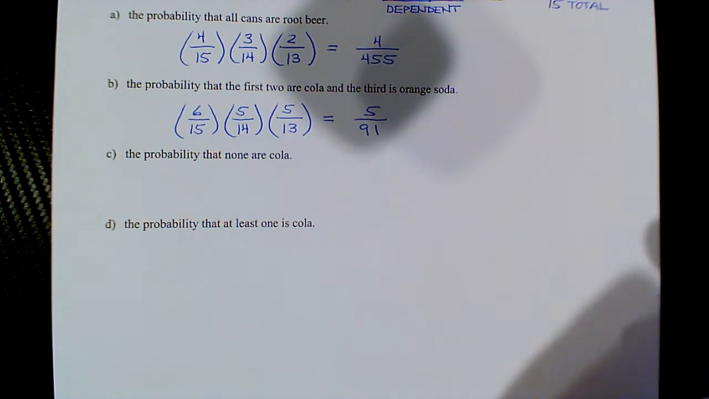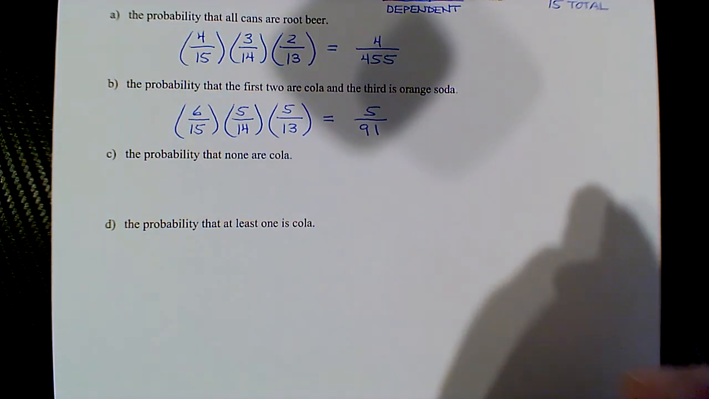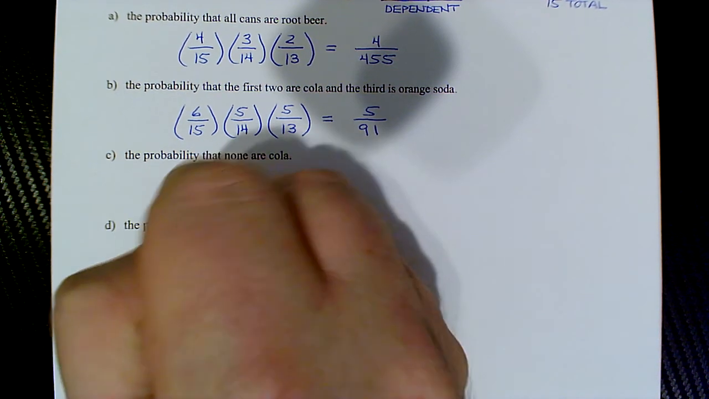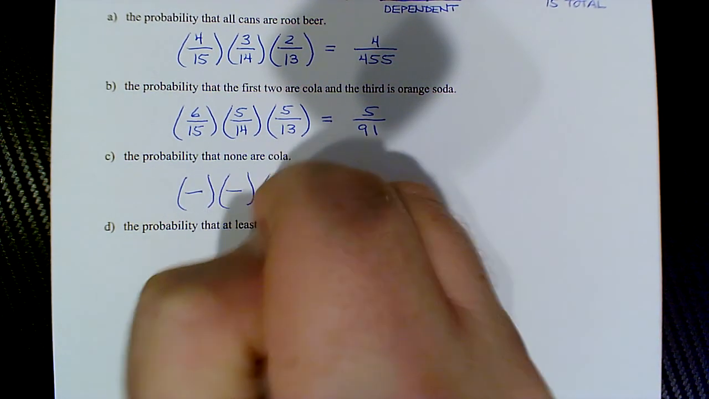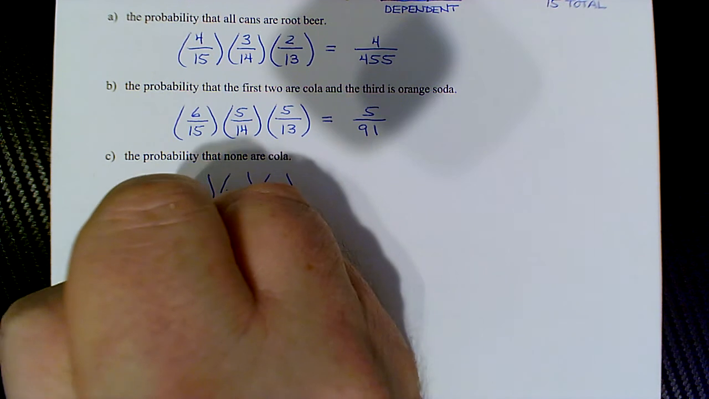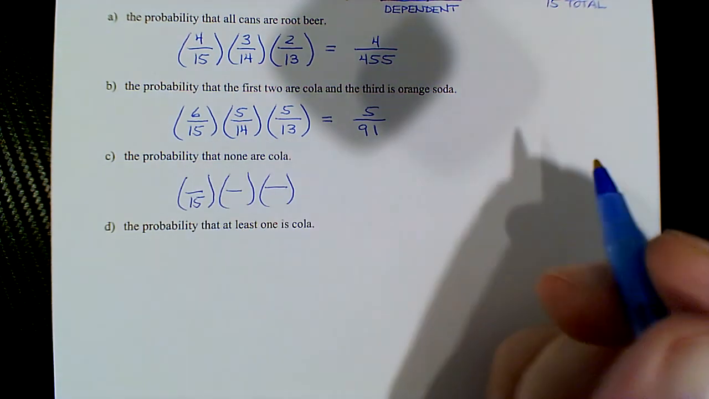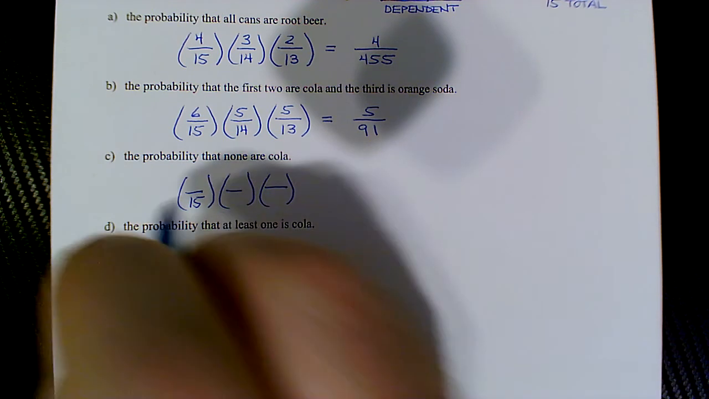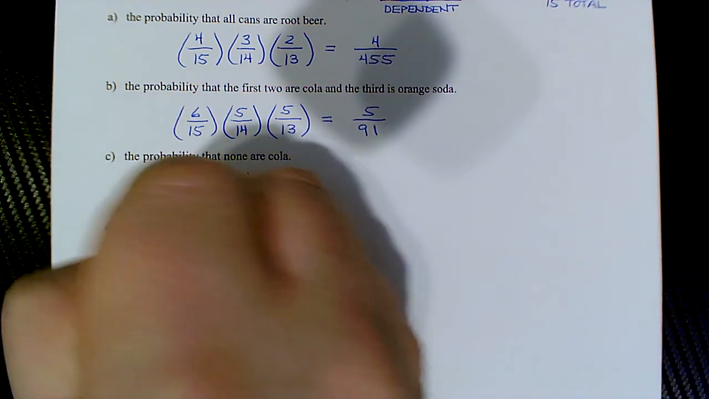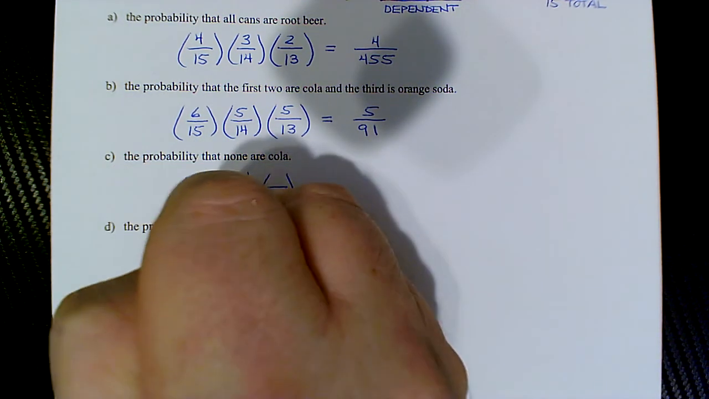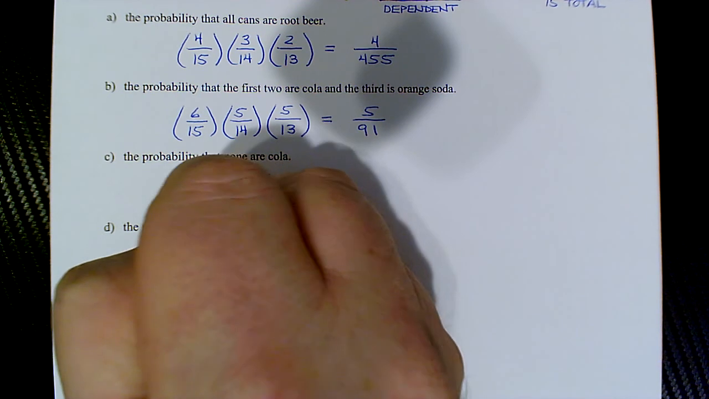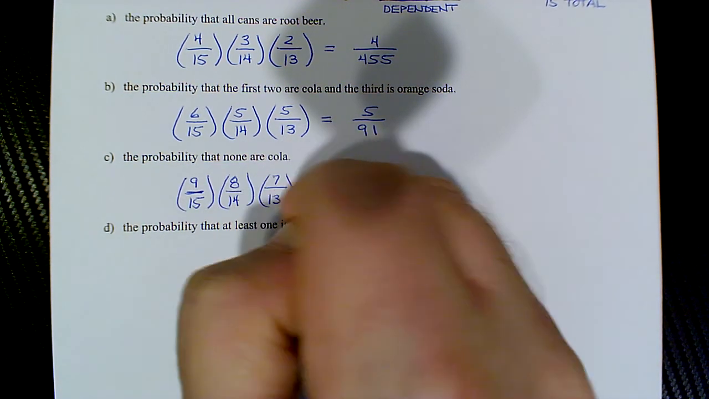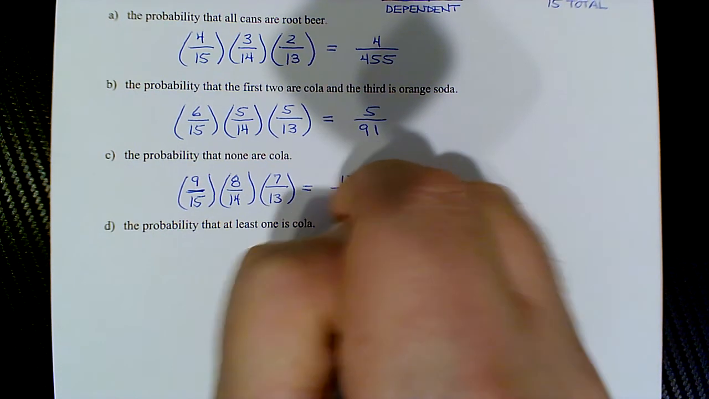And probability that none are cola. Easiest way to think of this one is again 3 fractions. There's 15 total. There were 6 that are cola, and so therefore there's 9 that are not. And then just count down. There's 14 left, 8 of them are not cola, 13 left, 7 are not cola. And we get 12 over 65.